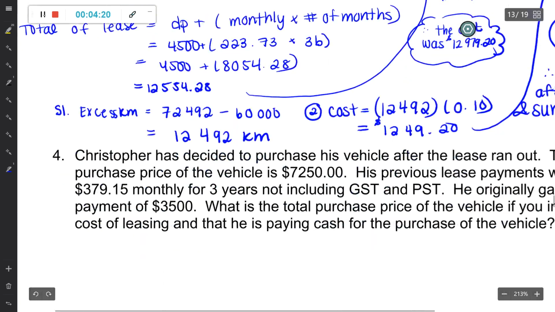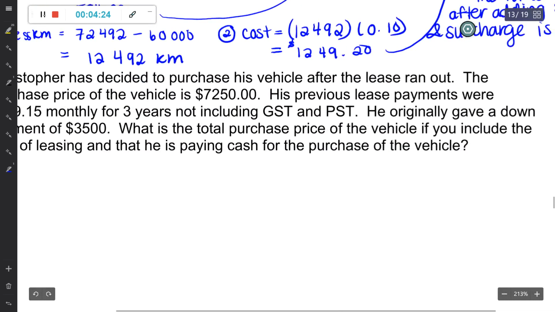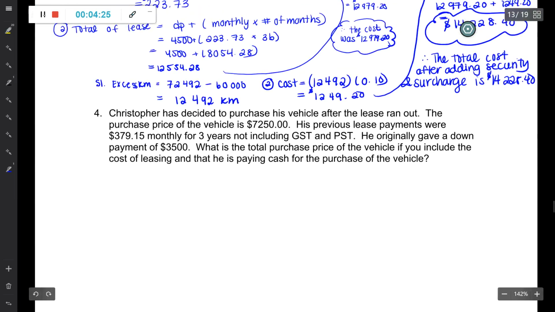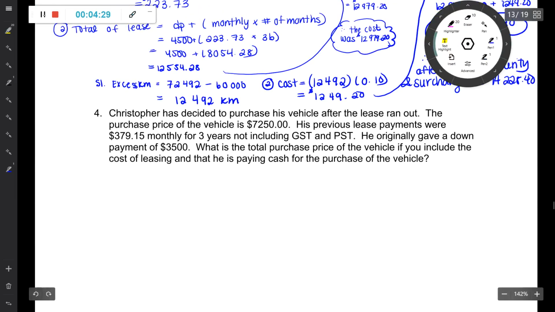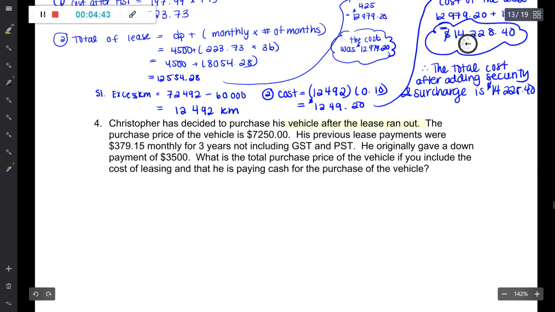Okay, so this is the last question we're going to do together, and hopefully I have enough time on this video to do it. So it says Christopher has decided to purchase his vehicle after the lease ran out. So once he's done, instead of returning it, he's like, I really like this car, I'm going to keep it. I'm only going to highlight the numbers, and I'm going to highlight them in pink so that we can remember what they are.